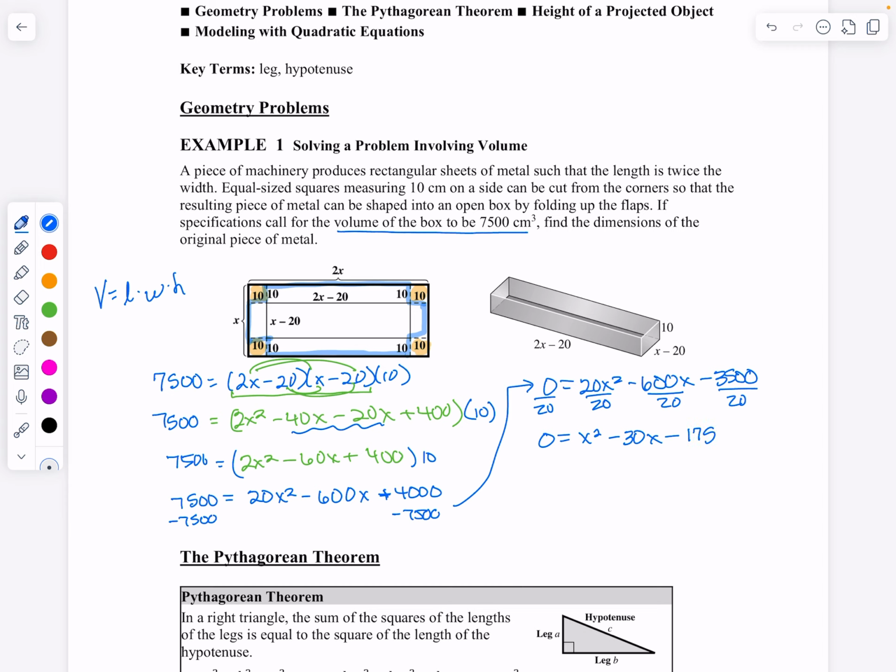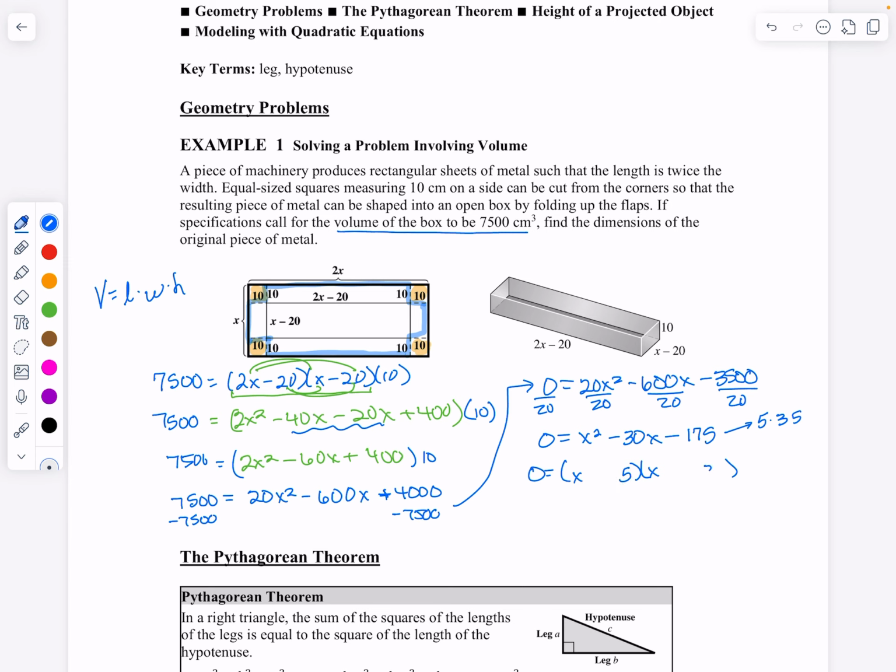And now I could use the quadratic formula, or you can actually factor that. So when we factor it, we've got to get numbers that when you multiply them together, you get 175. So 5 goes into that 35 times. And that's how I got that minus 30. If you don't remember that, you can keep trying, or you could just use the quadratic formula.